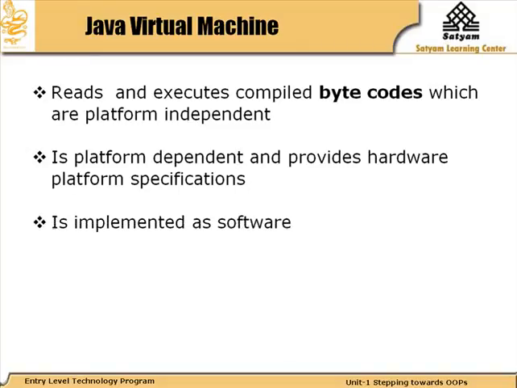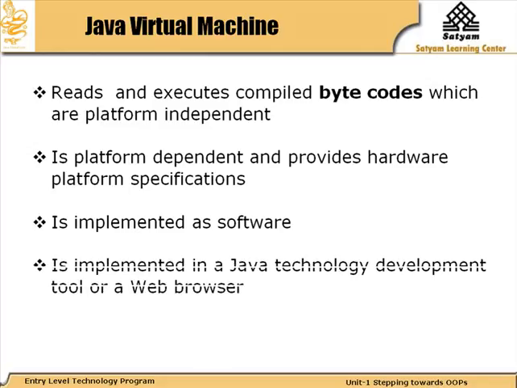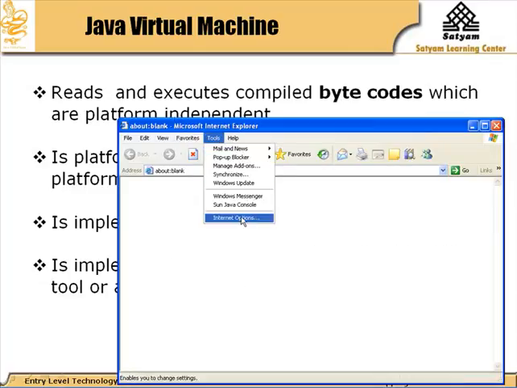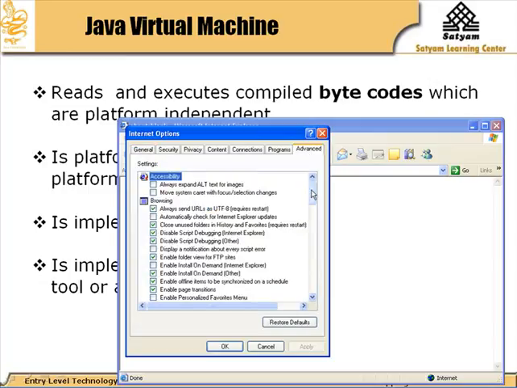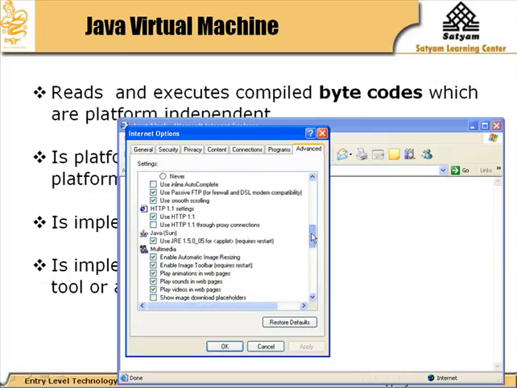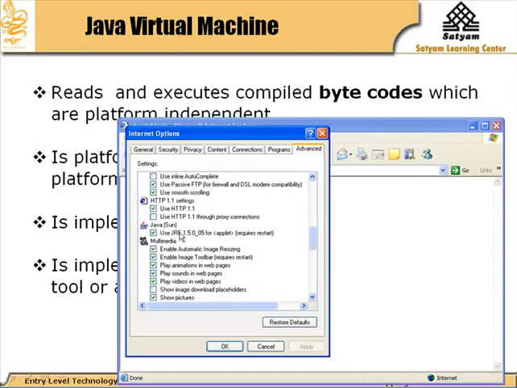Java Virtual Machine is implemented as software. It does not include any hardware components. However, minimum hardware requirements are essential. JVM is implemented in a Java technology development tool or a web browser. You may find a version of JVM installed in your web browser. Here you see the JVM installed.